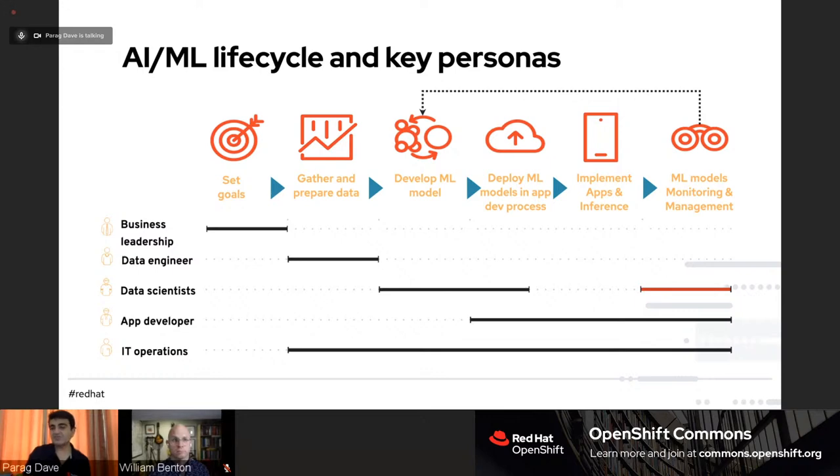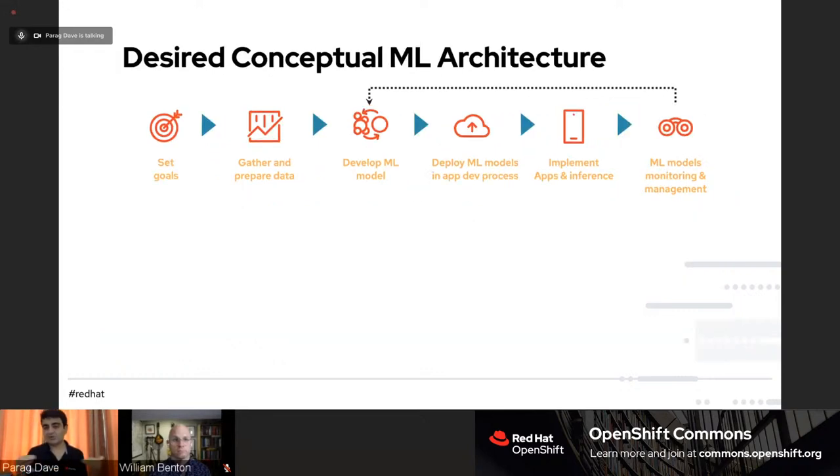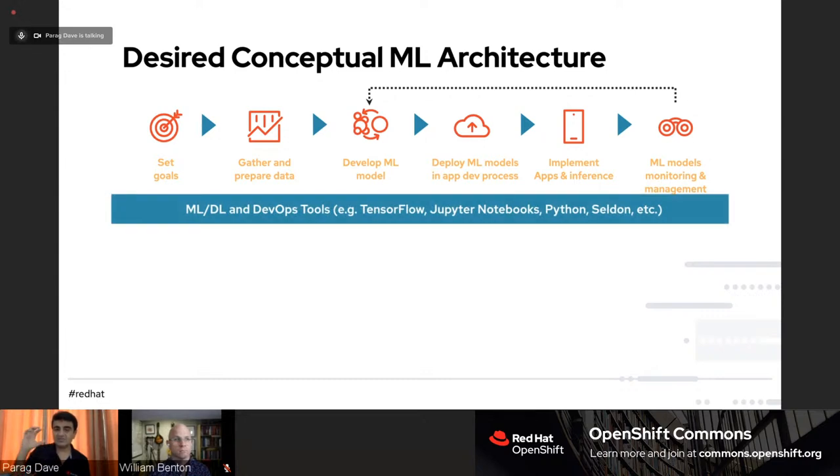So, as we covered, this involves personas from all over the place. Now, if we take a look at this typical life cycle, you will see that at the top we have the project lifecycle, setting the business goals, and the data and the engineers, and they need to work and gather the data, prepare the data, make it ready.